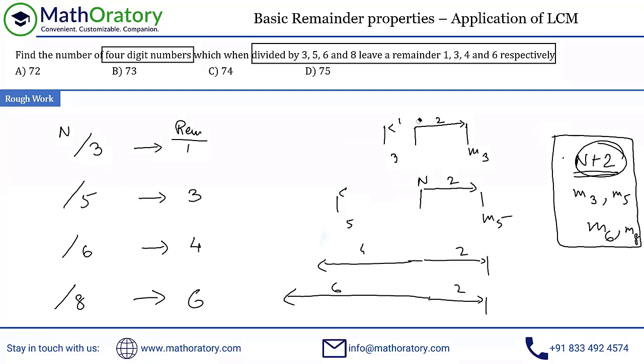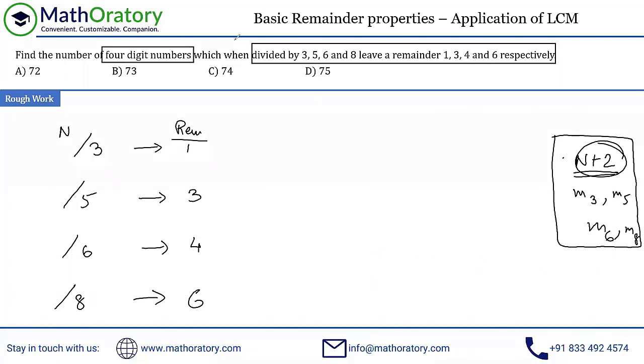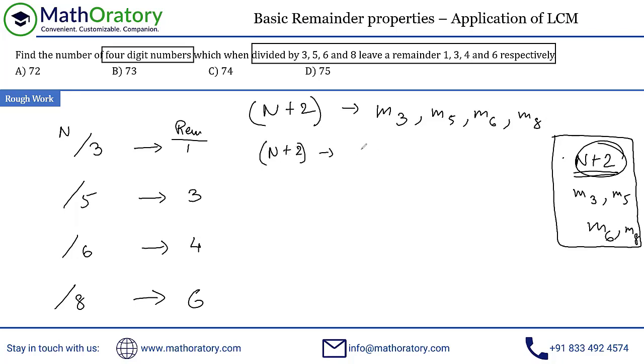So let me just quickly take this off. And what we can say is, if n plus 2 is a multiple of 3, a multiple of 5, a multiple of 6, and a multiple of 8, then n plus 2 should be a multiple of the LCM of all of these numbers, 3, 5, 6, 8, and all.